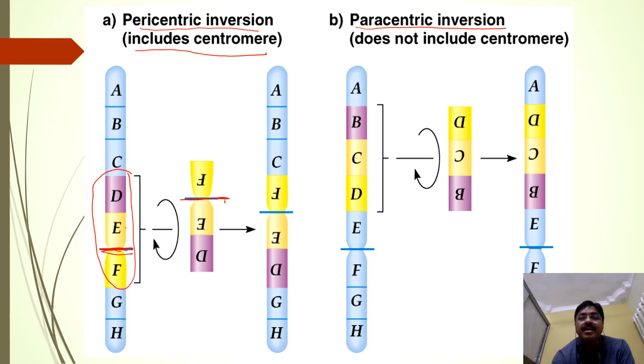Coming to the second type, paracentric inversion doesn't include the centromere. So B, C, D, E, and here is the centromere. So it doesn't include the centromere. So it is called the paracentric inversion.